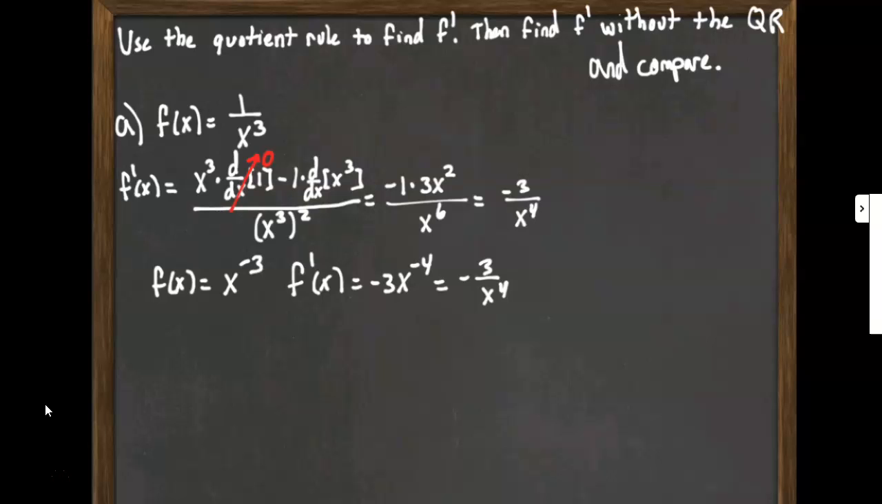And then we say, hey, negative 3x to the negative 4th, we have to move that x to the negative 4th to the bottom. And we get negative 3 over x to the 4th. The exact same answer with a whole lot less work. Okay, so here we're looking to use the quotient rule just to practice it and learn it, but definitely no reason ever to do it for a problem like this unless we were specifically told that we had to.